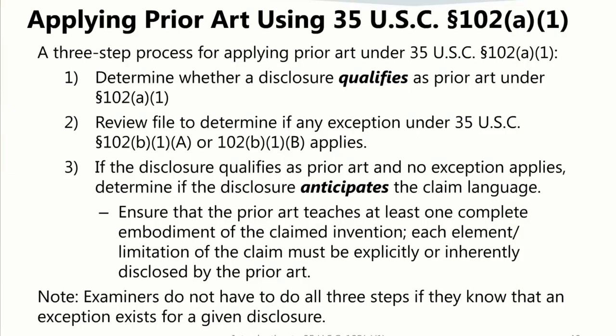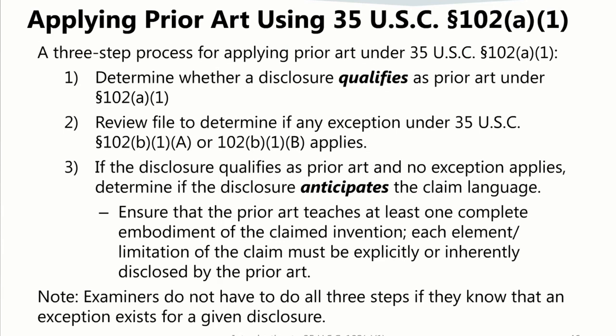Up to this point, we've discussed the language of Section 102(a)(1) and the meanings of the words and concepts set forth in that statute. Now we can begin to bring this together into a process that can be used when examining a claimed invention. The first step will be to determine whether a disclosure qualifies as prior art under Section 102(a)(1). This step involves making sure that the relevant date of the potential prior art is before the effective filing date of the claimed invention. This is done over and over again as you search the art for the claimed invention.